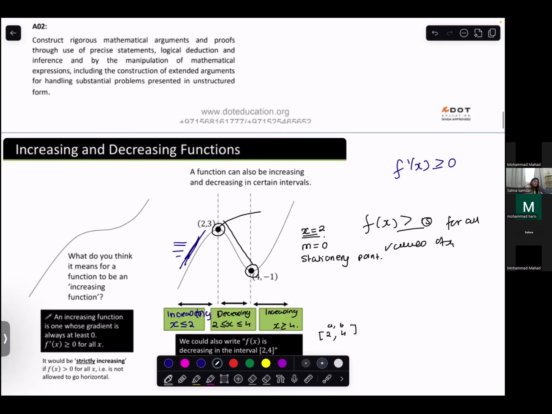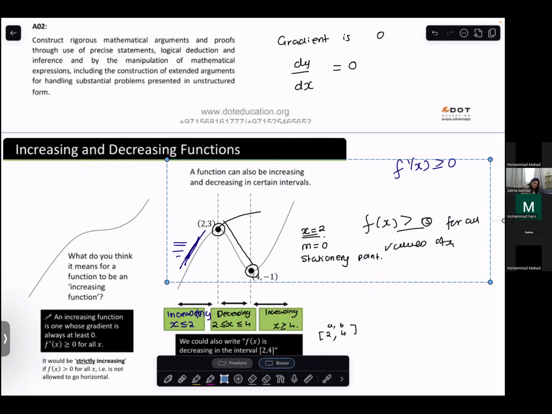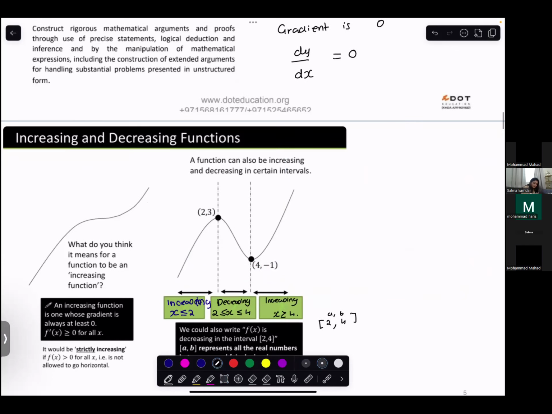If I say my gradient is 0, what does it mean? It means dy by dx will be equal to 0. So if you're asked to find the coordinates of the turning point or stationary point, you're going to find your dy by dx and put it equal to 0. And you will get the coordinates of the turning point. I hope you're with me. Okay, Mahad, I hope you're with me.